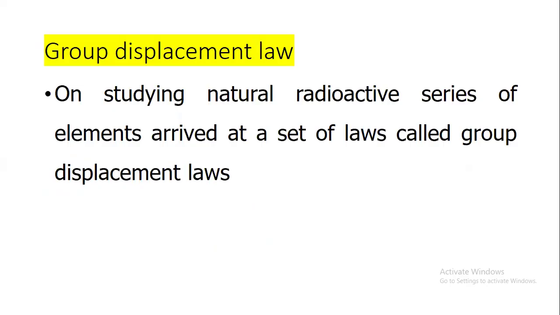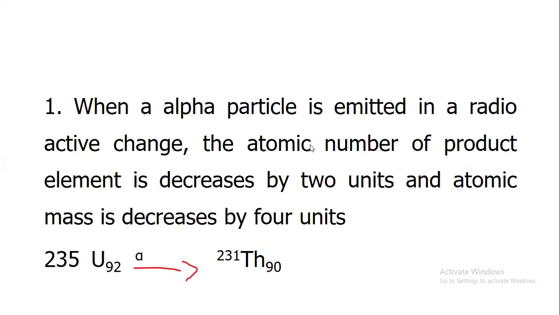Group displacement law. On studying the natural radioactive series of elements, we arrive at a set of laws called group displacement law. When an alpha particle is emitted in radioactive chains, the atomic number of the product element decreases by 2 units and atomic mass decreases by 4 units.